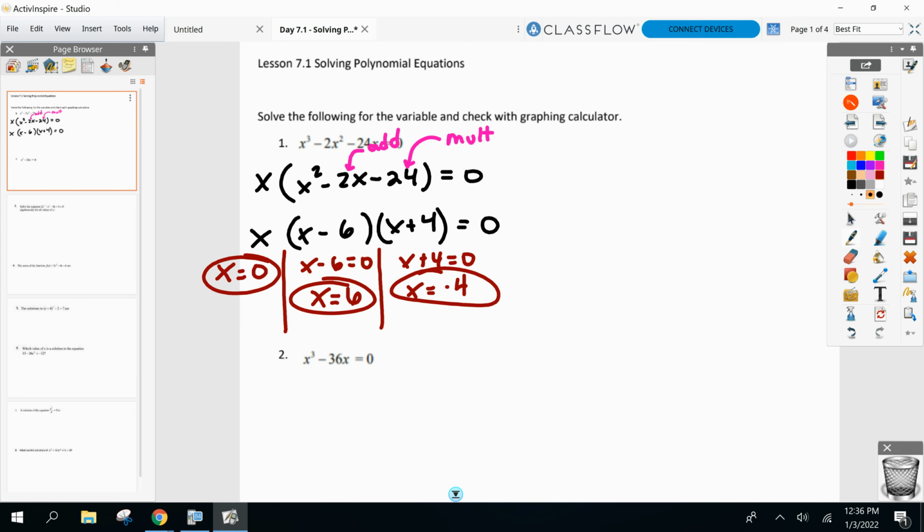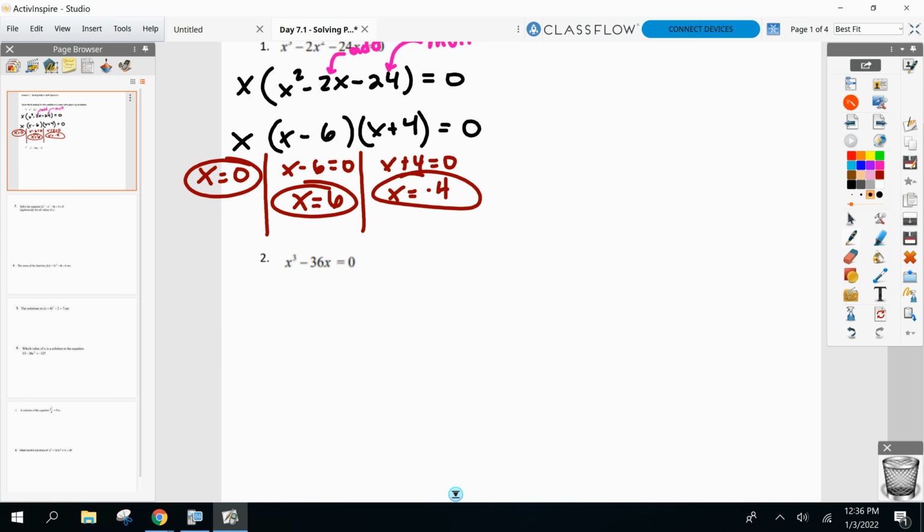All good. All right, number 2. How many answers at the end? Keep it in the back of your mind. 3 answers at the end. Anything you want to do first? Take out an x. Got to look for it first.